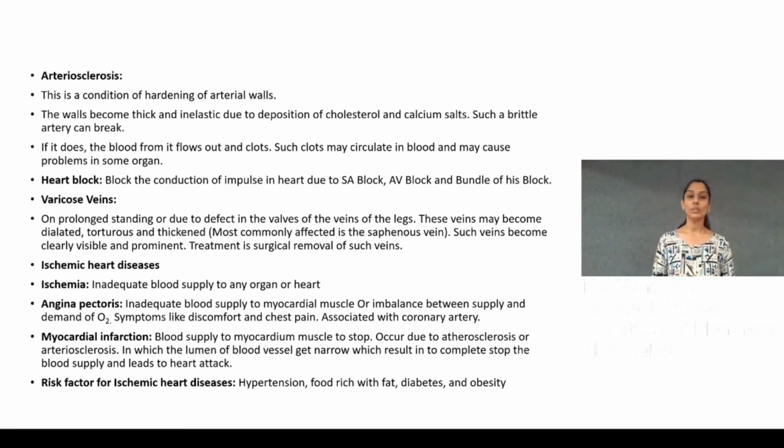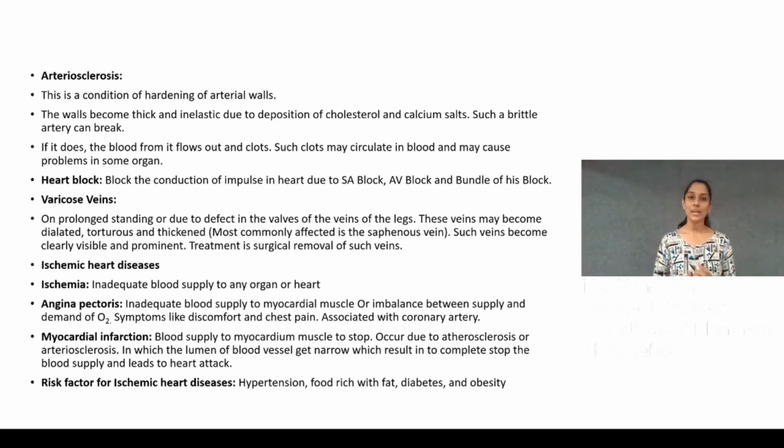Then heart block, that is the block of conduction of impulses in the heart due to SA block, AV block and bundle of His. Then varicose veins: on prolonged straining or due to defect in the walls of veins of legs, this occurs. The veins may become dilated, tortuous or thickened. Such veins become clearly visible and prominent. Treatment is surgical removal of such veins.